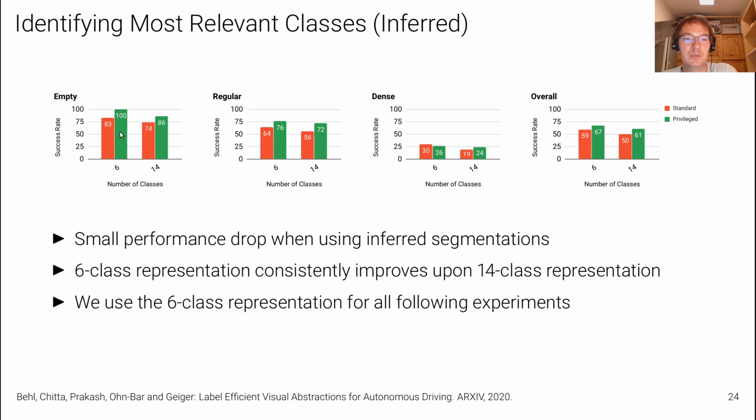But we see a similar behavior as in the previous experiment, where the 6 class representation consistently outperforms the 14 class representation. This is interesting because it means by labeling fewer classes, we can achieve higher performance on the task that we actually care about, the self-driving task. We therefore use the 6 class representation for all following experiments.